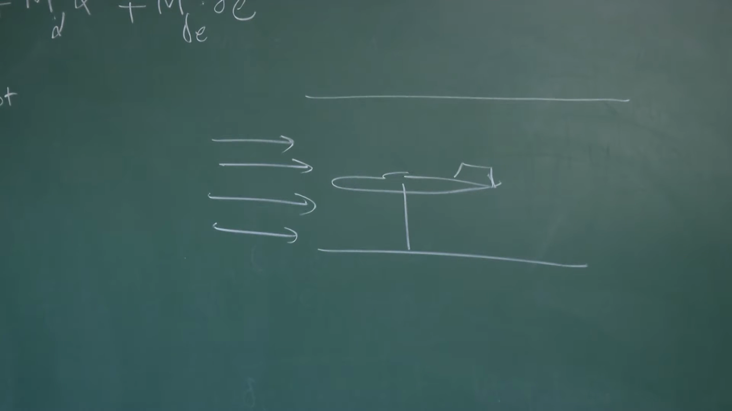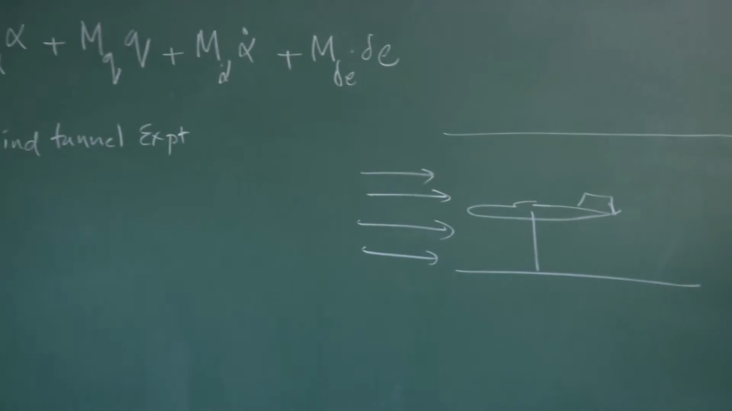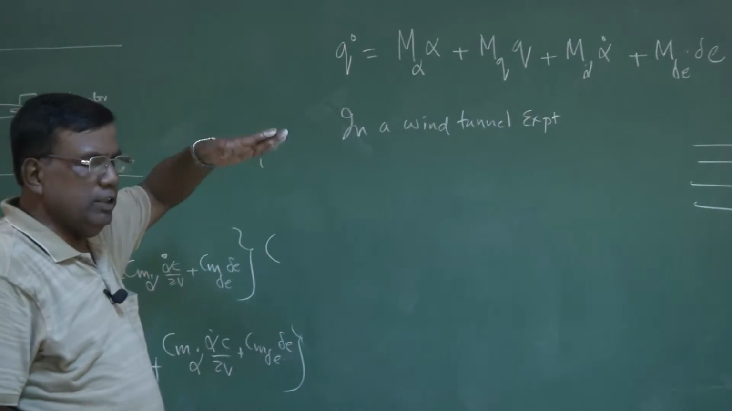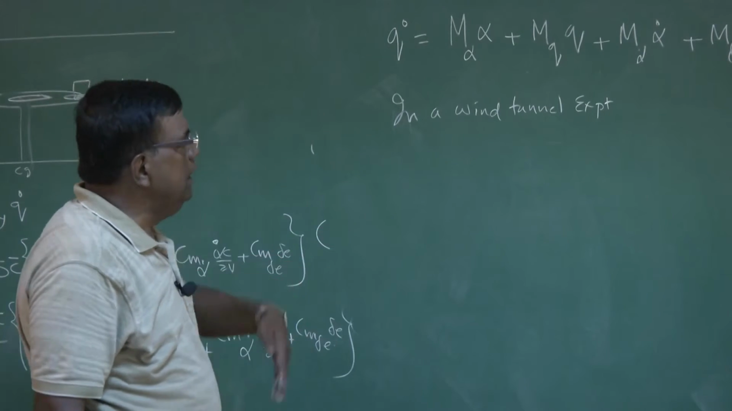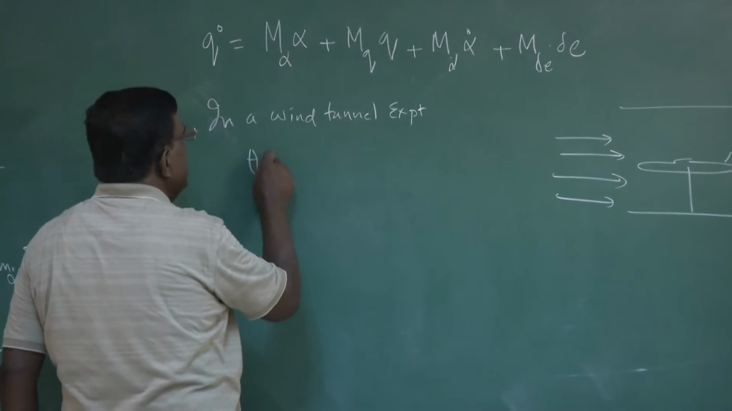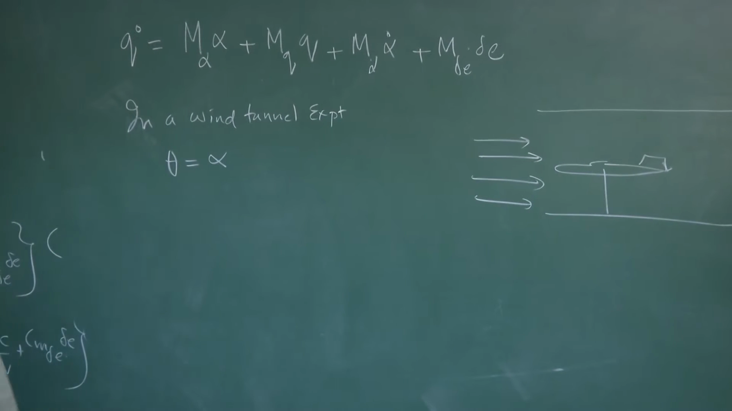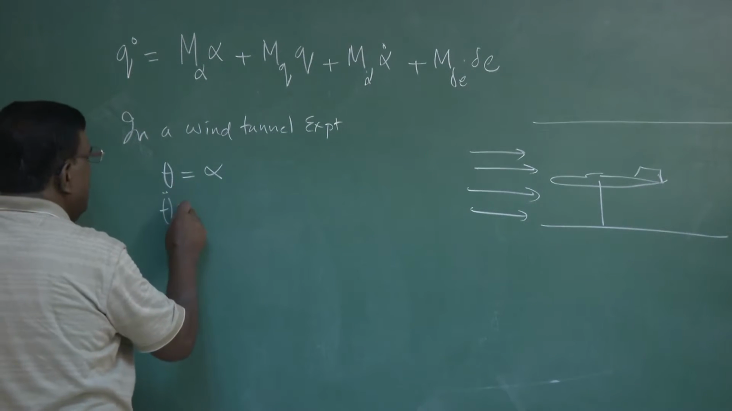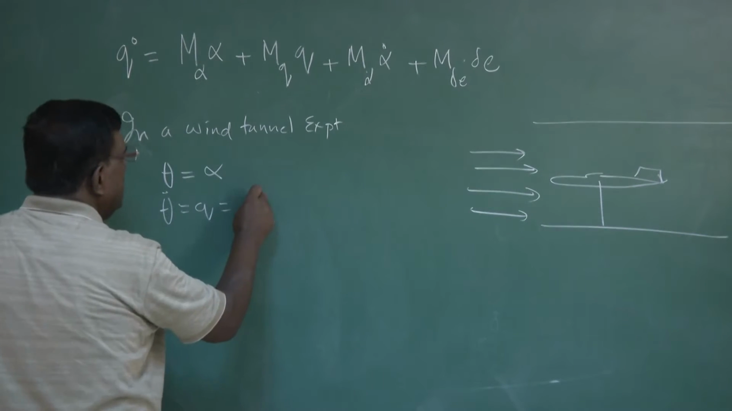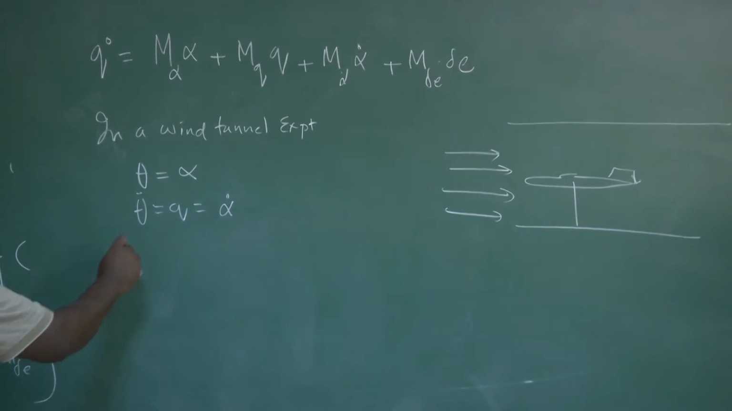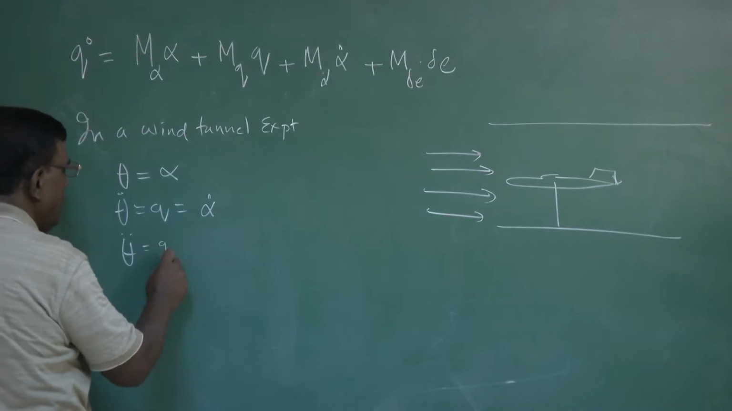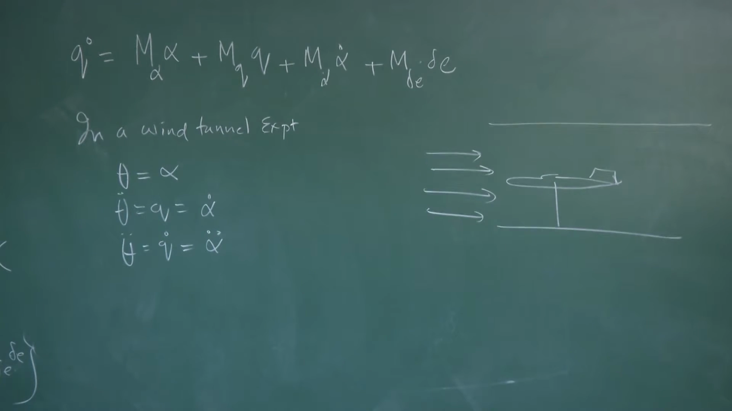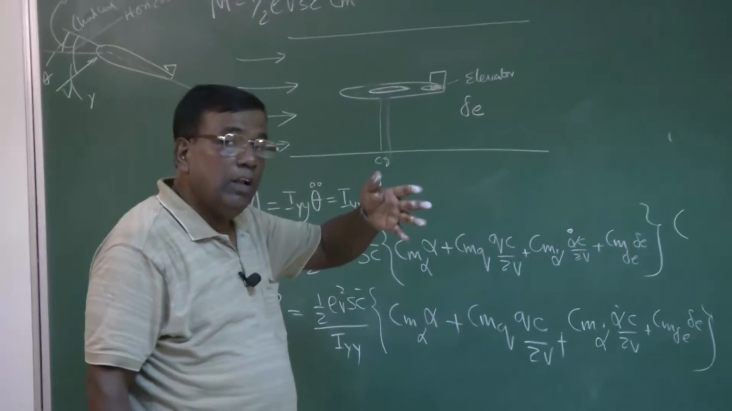It is governed by the pressure ratio. So what is happening? In a wind tunnel scenario, when the airplane is not supposed to plunge like this, only do this, in that case, whatever theta is there, that becomes alpha. Similarly, whatever theta dot equal to q, it becomes alpha dot. And whatever theta double dot equal to q dot, that becomes alpha double dot. This is clear?